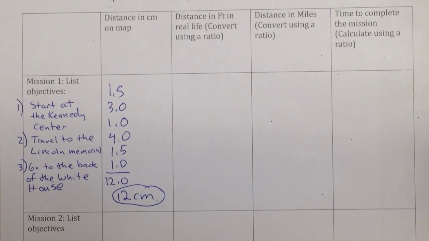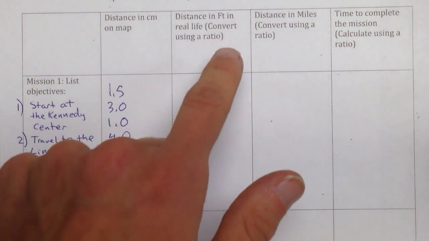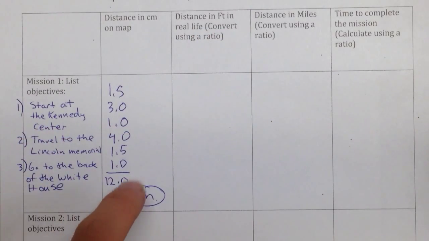So now it's a matter of using a bunch of ratios to calculate how many feet that is, then transfer from feet to miles, and then turn miles into how much time it would actually take to walk it. So I'm going to use the ratios that I had in my notes. First was distance in feet in real life. So we need to convert 12 centimeters to feet.